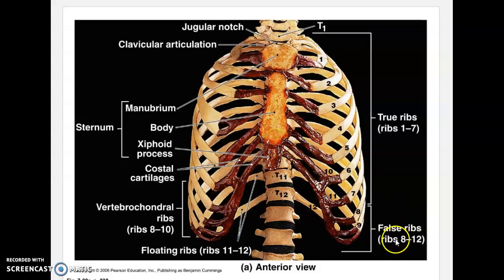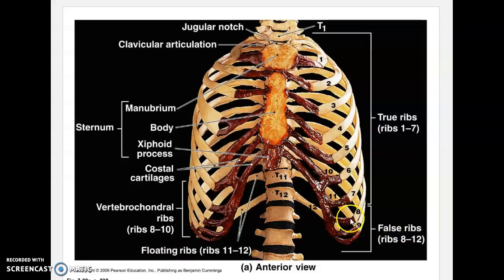Now, the false ribs are going to be ribs 8 through 12. And notice that ribs 8, 9, and 10 all go to one common area of the cartilage. And then ribs 11 and 12 are called floating ribs because they don't attach to cartilage at all. So floating ribs, which are considered part of the false ribs, since they don't attach to any cartilage, don't have any connection with the actual sternum, so they're called floating ribs.